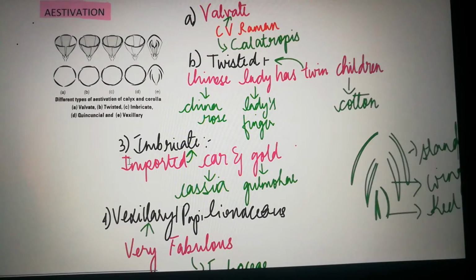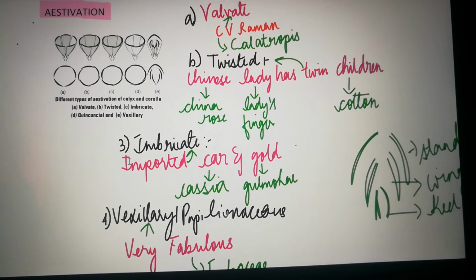Now we have estivation. Estivation is nothing but the arrangement of sepals or petals in the floral bud with respect to the other members of the same whorl. Now there are 4 types of estivation, that is valvate, twisted, imbricate and vexillary.